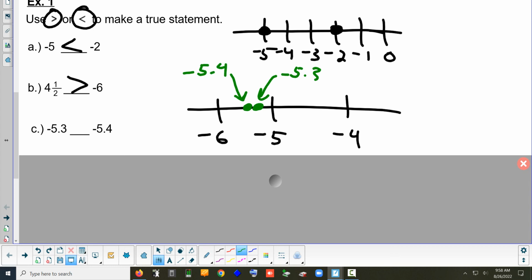What symbol should go between them this time? Yeah, Lexi? Greater than, yeah. -5.3 is to the right of -5.4, just a little bit. So -5.3 is bigger than -5.4. Any questions on that?